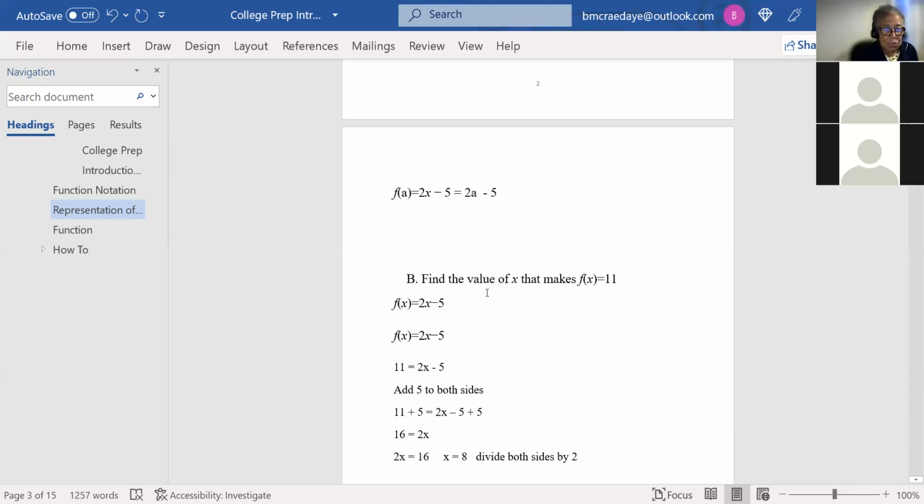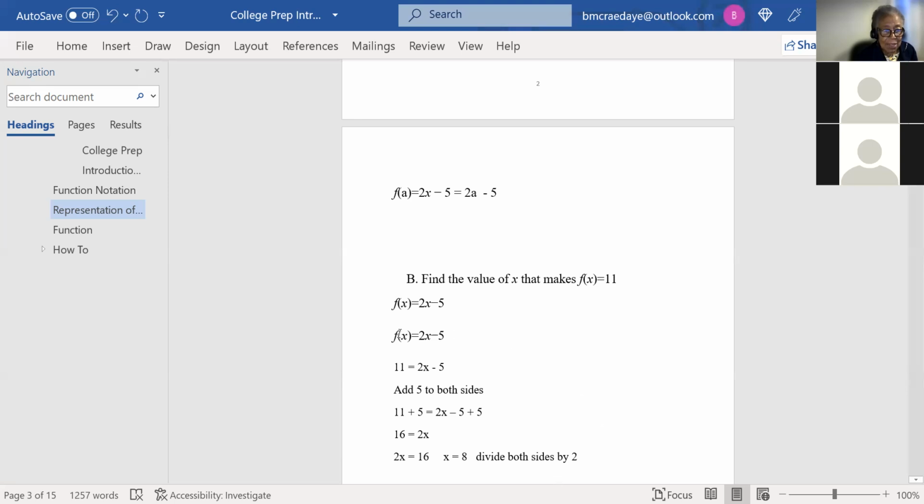Okay, so this was one where you were given f, the function, and you define the variable. The function was given as 11, so that's why I put it over on the left. That's f of x. And now solve for the variable x. So for f of x is 11, x is 8.